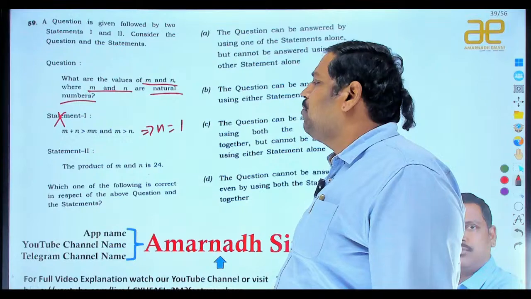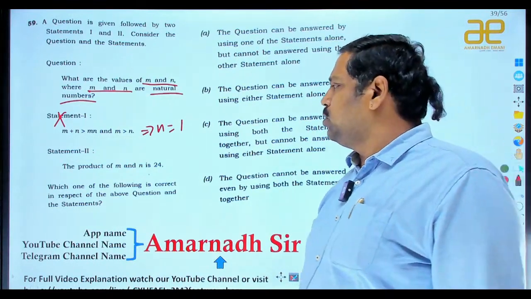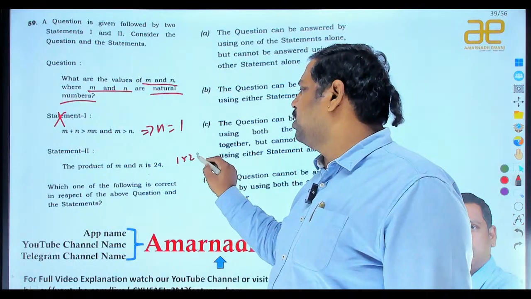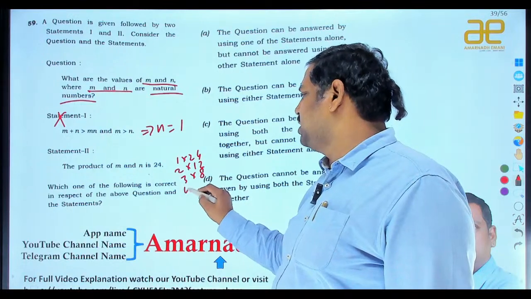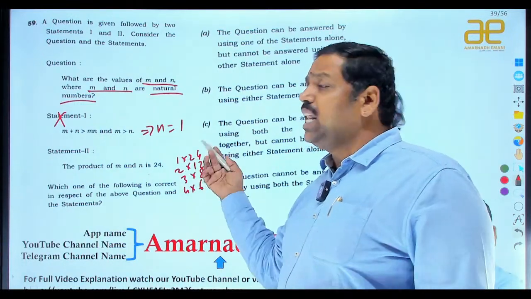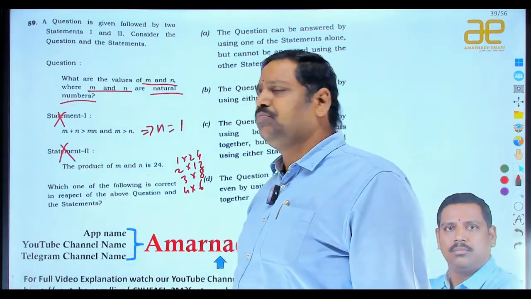Second one, the product of m and n is 24. We know that m and n are natural numbers. So to get 24, 1 into 24 is one possibility, 2 into 12 is another possibility, 3 into 8 is another possibility, 4 into 6 is another possibility. Either may be m or n. So I am unable to decide which is the answer.